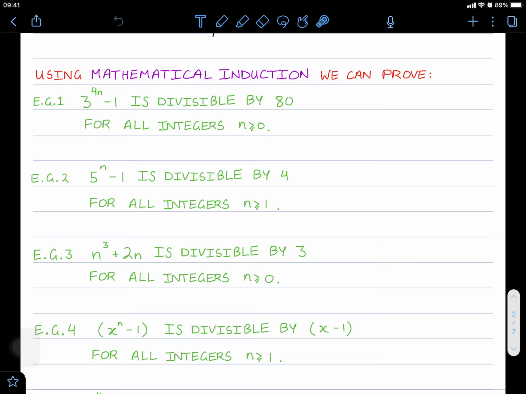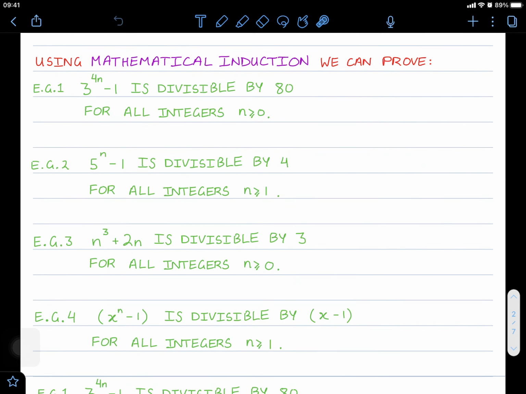So for example, is any number from this expression, where n is greater than or equal to 1, divisible by 4, and so on. Since these examples are rather long, I'm going to leave this to the next video, so I'll see you then. Best of luck.